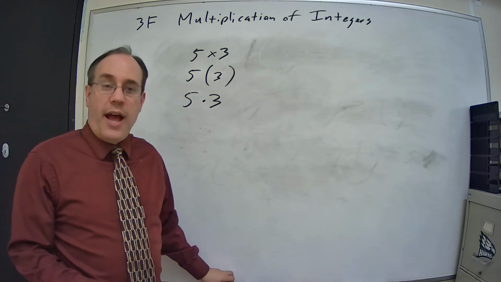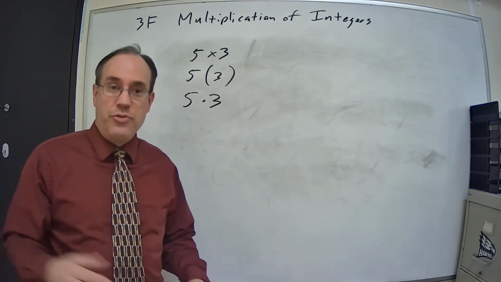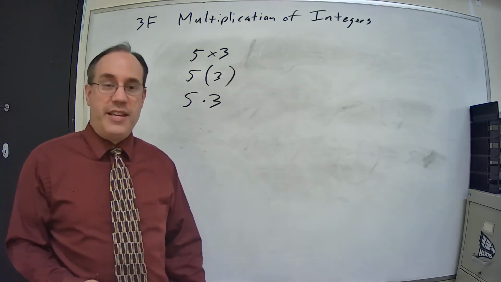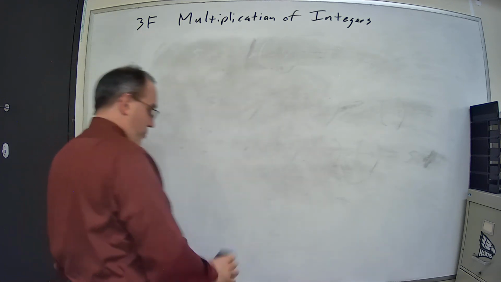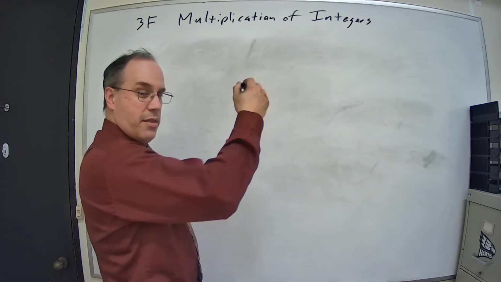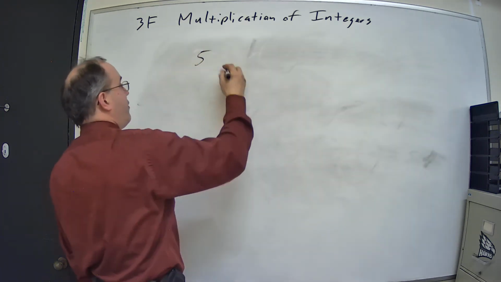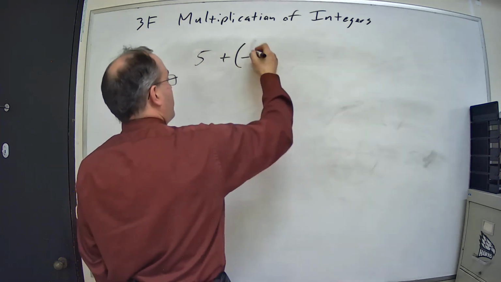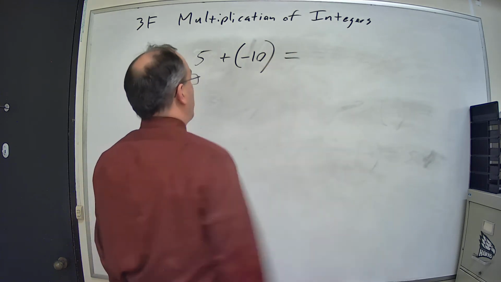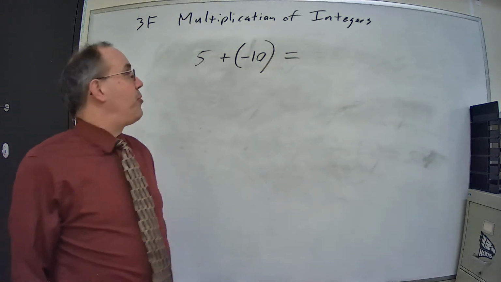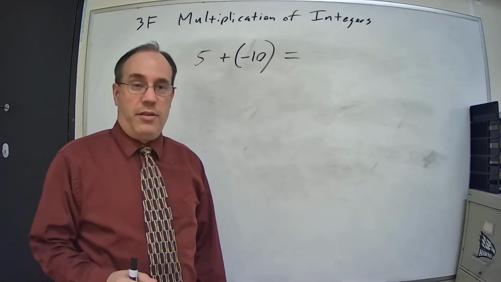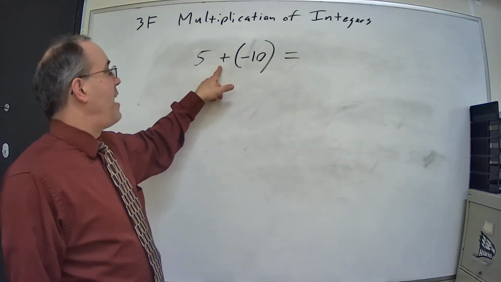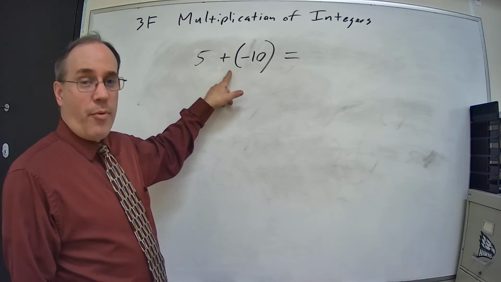Now, when we're dealing with signed numbers, we have a tendency to use parentheses when we have a negative number. So here's where the problem comes in. This 5 plus negative 10 equals. People see the parentheses and they start thinking multiplication. But that's 5 plus. This is an addition problem.